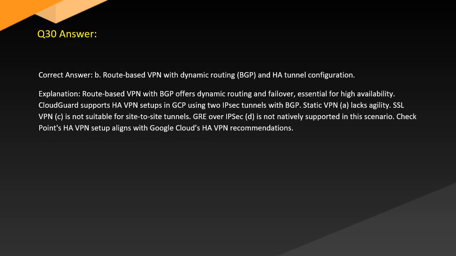Answer. Correct answer B. Route-based VPN with dynamic routing BGP and HA tunnel configuration. Explanation. Route-based VPN with BGP offers dynamic routing and failover, essential for high availability. CloudGuard supports VPN setups in GCP using two IPsec tunnels with BGP. Static VPN lacks agility. SSL VPN, C, is not suitable for site-to-site tunnels. GRE over IPsec, D, is not natively supported in this scenario. Check Point's VPN setup aligns with Google Cloud's VPN recommendations.